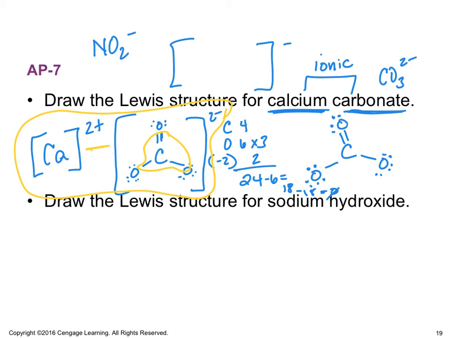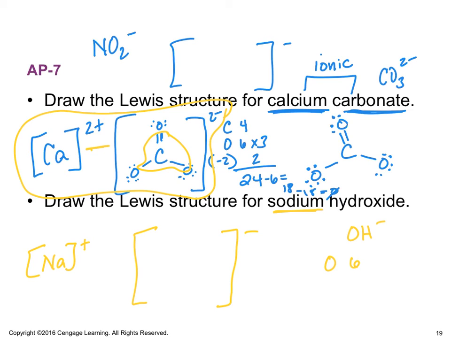Next example is sodium hydroxide. So sodium is your metal. Sodium is in group 1. It has a +1 charge. That is then going to be an ionic bond to the hydroxide. Hydroxide is OH with a -1 charge. So overall, I have to have a -1 charge here.